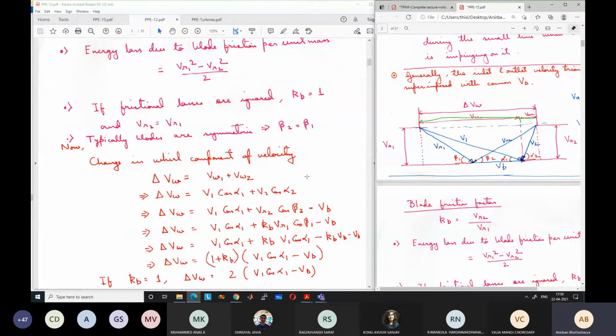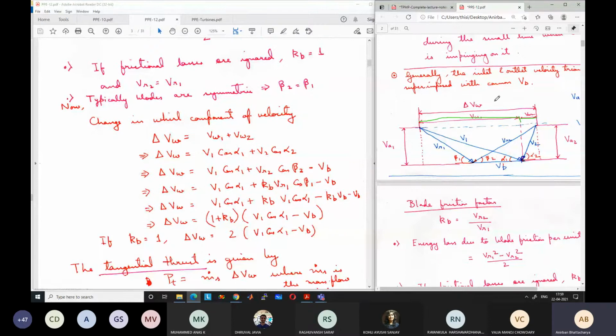So VW1, from this triangle, so we'll keep this triangle open here, VW1 is equal to V1 cos alpha 1, this length. So V1 cos alpha 1. This is VW1, and VW2 is, by the way we have drawn the angles, V2 cos alpha 2, this part. So total delta VW is V1 cos alpha 1 plus V2 cos alpha 2.